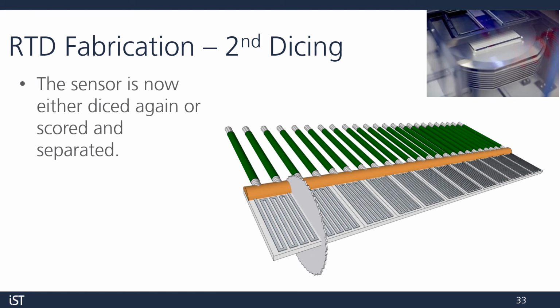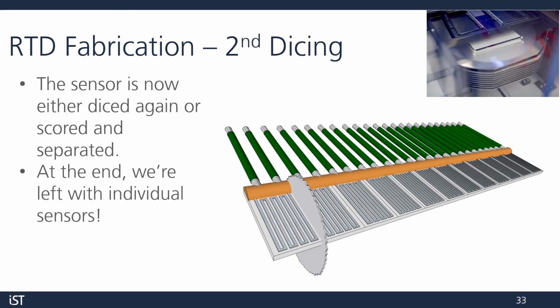Next, the sensor is either diced again or scored and then separated. This depends on the sensor dimensions and the customer requirements. With both methods, we're left with individual sensors.